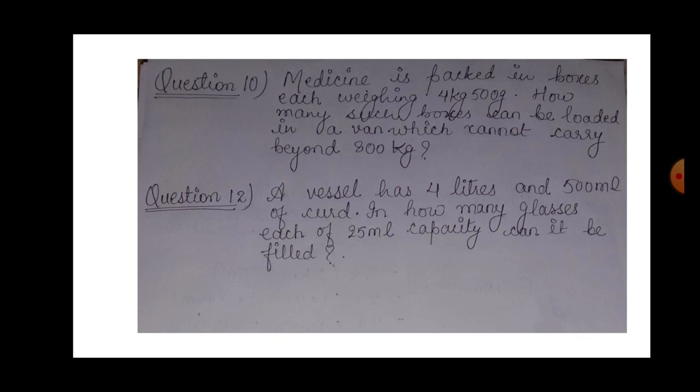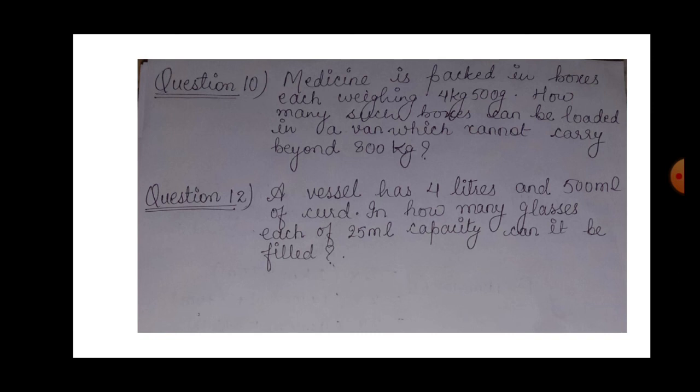Okay, so medicine is packed in a box, each weight is given. Then it is asking how many such boxes can be loaded in a van which cannot carry beyond 800 kg. So first of all again you have to convert the two different units into a single unit. After that you have to solve it like question number 9.